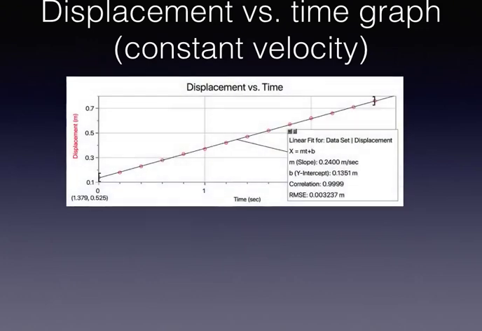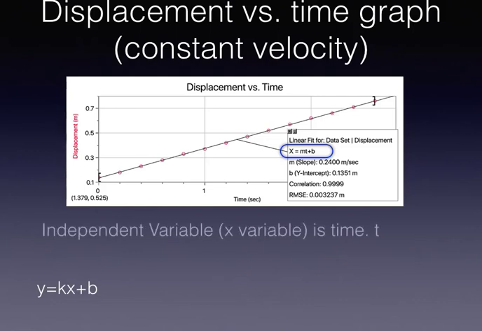So here's that same graph after having the best fit line calculated and put on. Notice that Logger Pro gives you the equation for this best fit line right here. You're also given the values for the y-intercept and the correlation and the root mean square error statistics as well. Now, recall that the generic equation for any straight line is y = kx + b. Let's see how these compare.